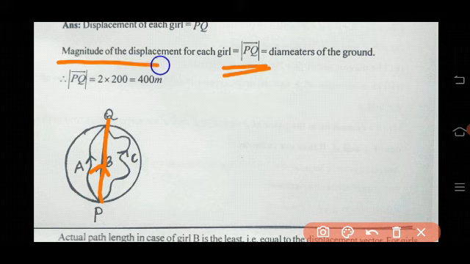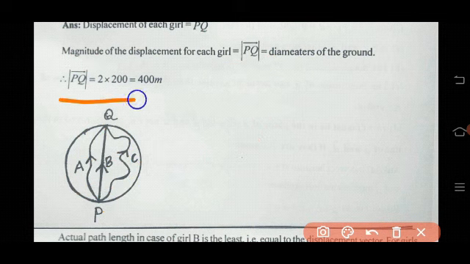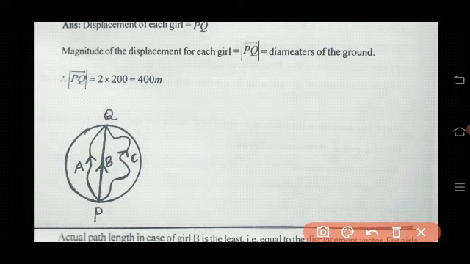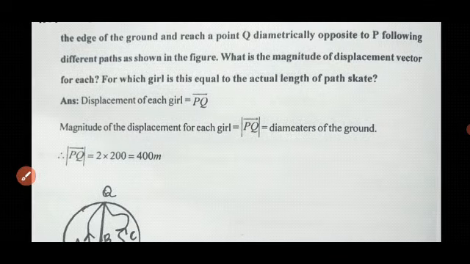Okay, so therefore, the magnitude of the displacement for each girl, that is mod PQ, that is the diameter of the ground. Okay, therefore, what is the magnitude? What is the radius? The radius is given as 200 meter. Then what is the magnitude of the PQ? That is 2 times the radius. So the PQ equal to 2 times the radius, that is 2 into 200, 400 meter.